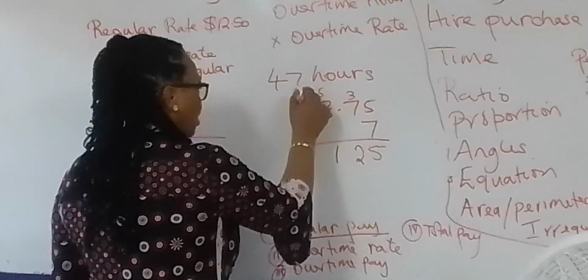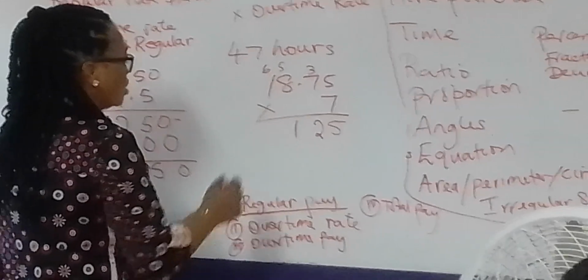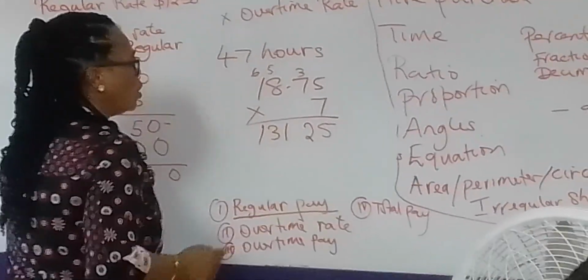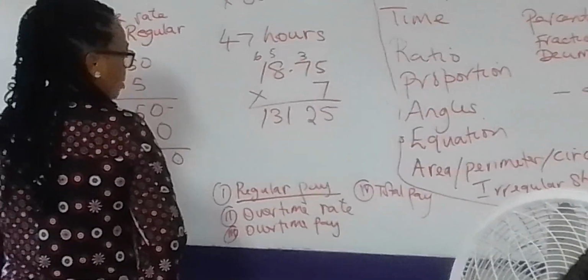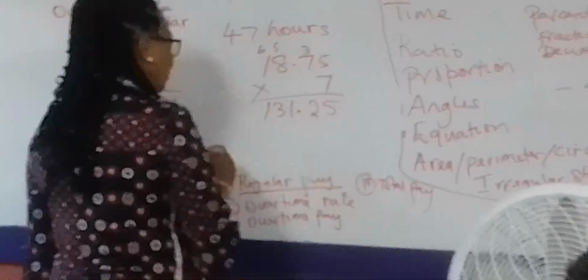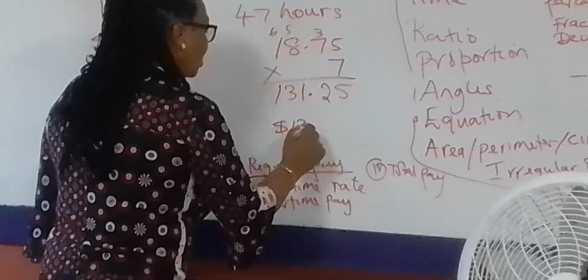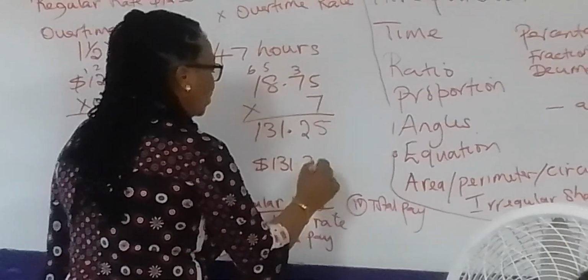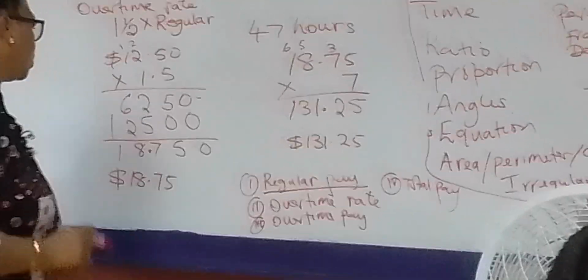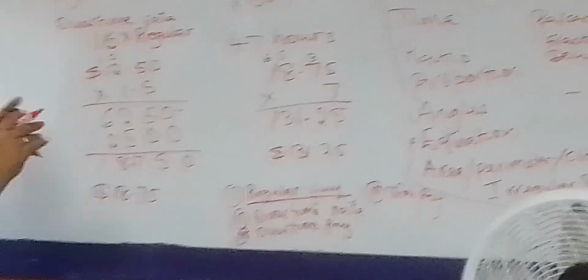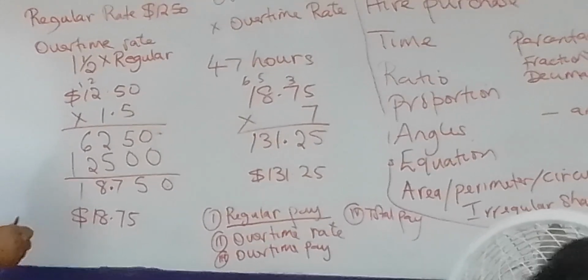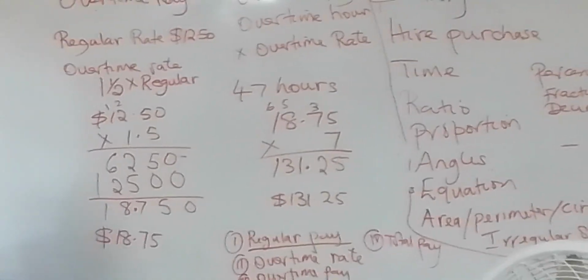61. Write on the 1. Carry the 6. 7 times 1? 7. 7 plus 6? 13. And how many decimal places does this one have? 2. So his overtime pay is $131.25. So we go to the final, which is going to be his total pay.